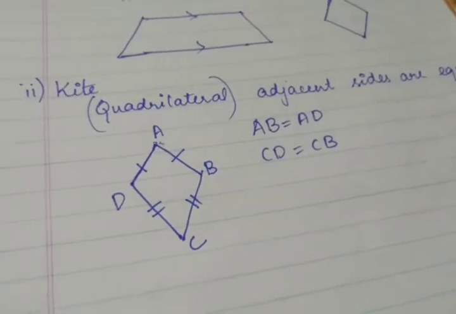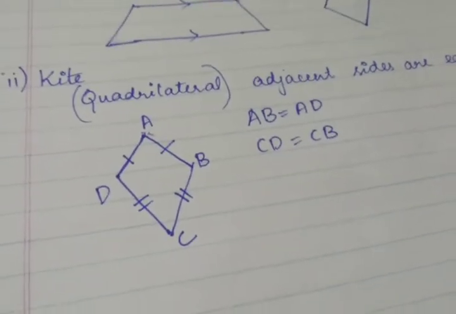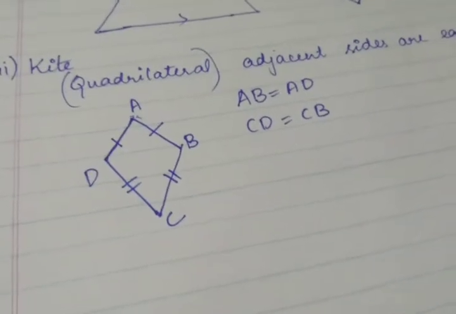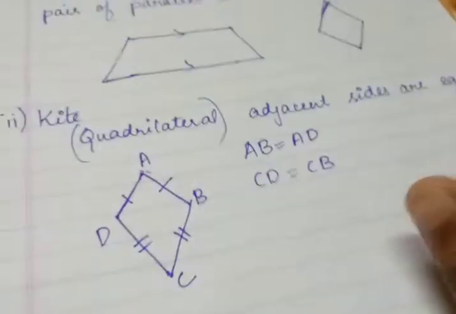Okay, so that's the only difference in the kite. Usually we will be learning opposite sides are equal, all the sides are equal. In square, all the sides are equal. In rectangle, opposite sides are equal. But in kite, adjacent sides are equal. Okay, understood? Adjacent means what?